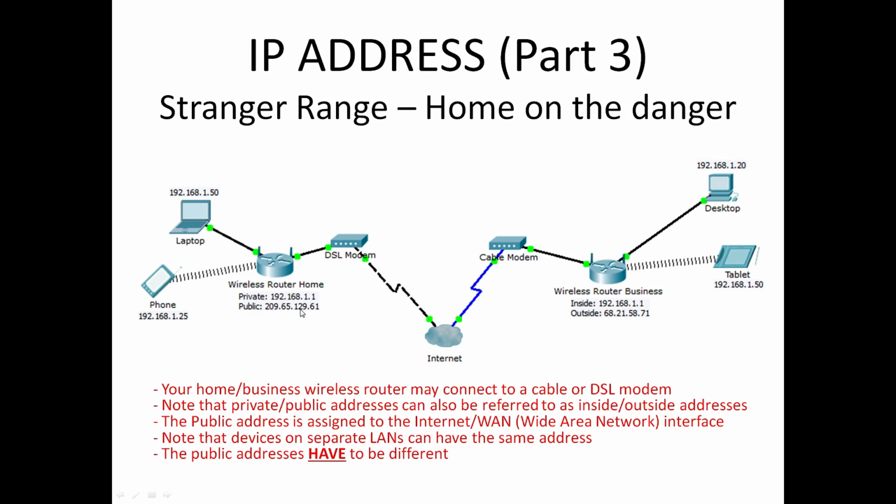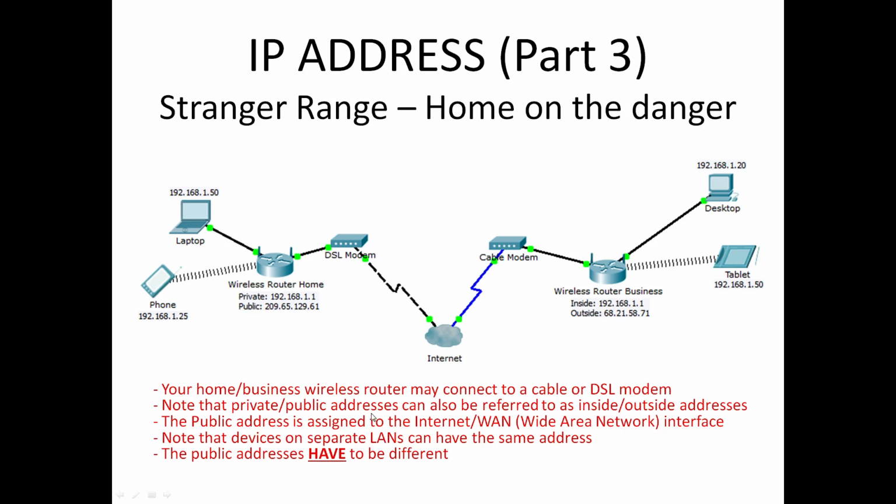And the other thing I want to point out is the private address on my router and the public address on my router. Now we see that the private address on the router can also be referred to as the inside address, whereas the public address can also be referred to as the outside address. So that is one idea that I want to get across. The private can also be called inside, and the public can also be called outside. There's two different names for it.